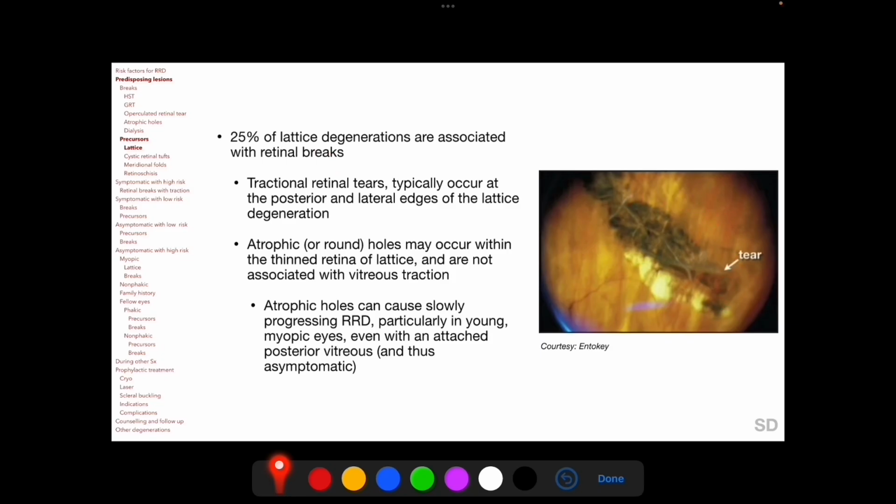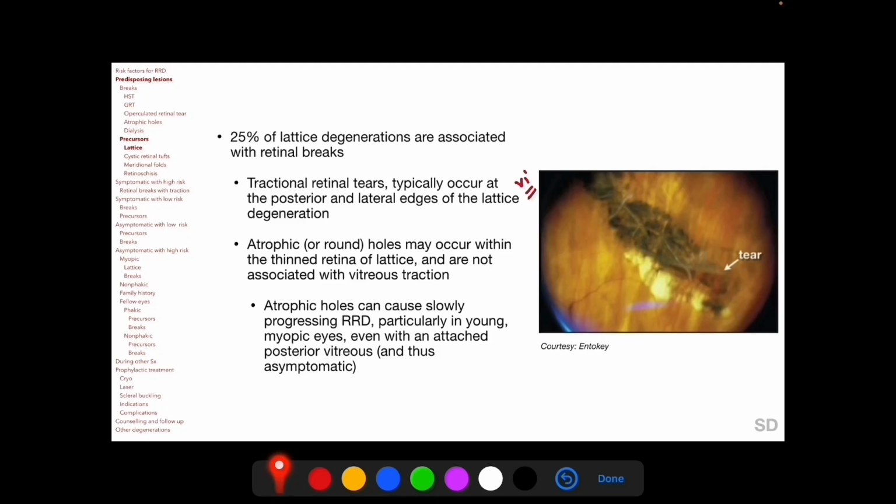But most retinal breaks associated with lattice degenerations do not proceed to RRD, and two types of retinal breaks have been associated with lattice degenerations. One is tractional retinal tears, which occur due to vitreoretinal traction, and these typically occur at the posterior and lateral edges of the lattice degeneration, as seen here in this clinical photograph, because as we have mentioned, the vitreous is tightly adherent to the retina at the edges of the lattice degeneration, and this is important to remember.